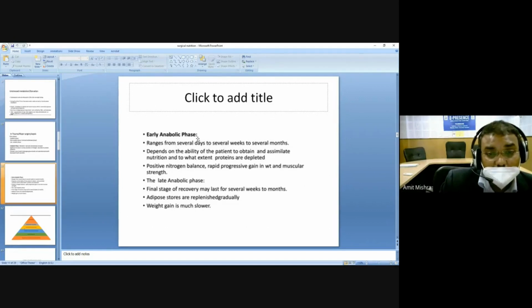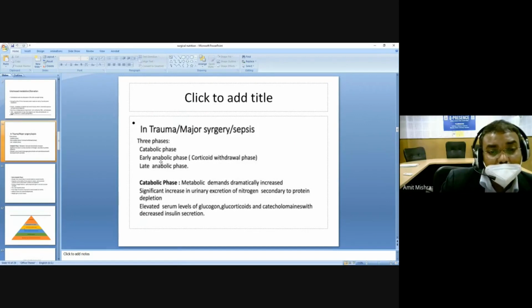After the catabolic phase there is the early anabolic phase, and then the late anabolic phase. The early anabolic phase ranges from several days to several weeks. After the catabolic phase is over, it is also called the corticoid withdrawal phase, where the catecholamines and stress-induced hormones decrease in the body, and the anabolic phase starts.